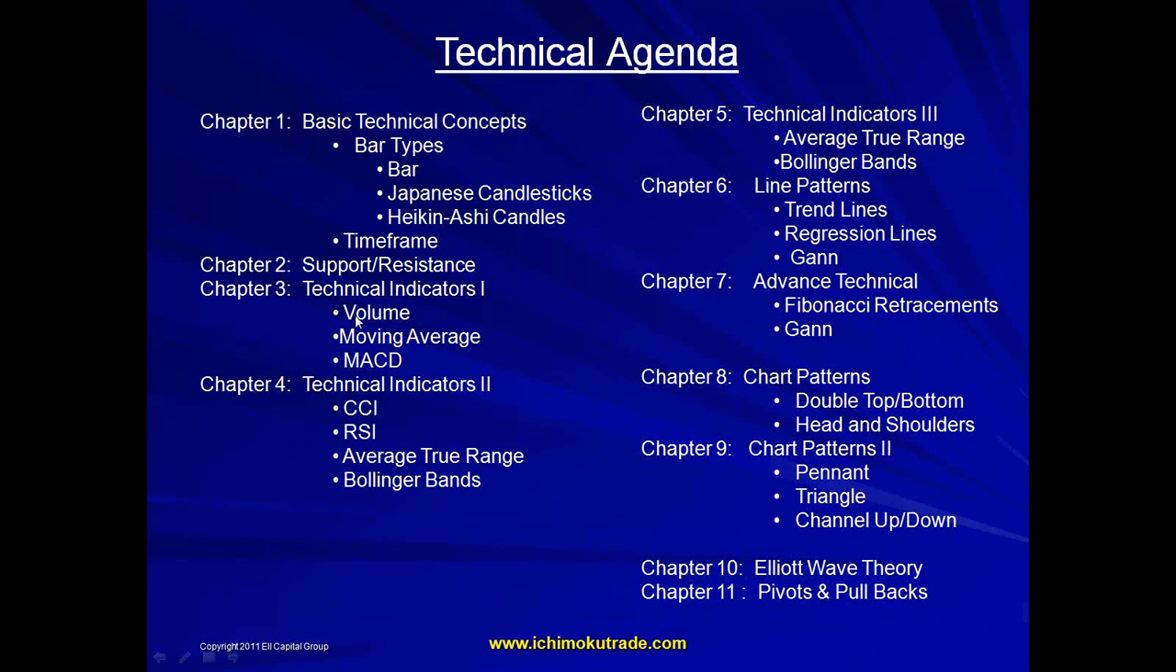out there. We're going to cover volume, moving averages, and MACD. Technical indicators 2 in chapter 4 will cover CCI, RSI, average true range, and Bollinger Bands. Then we'll go into line patterns. We'll go into Fibonacci, chart patterns, and move forward. Then we'll go into Elliott wave theory, and then we'll talk about pivots and pullbacks.